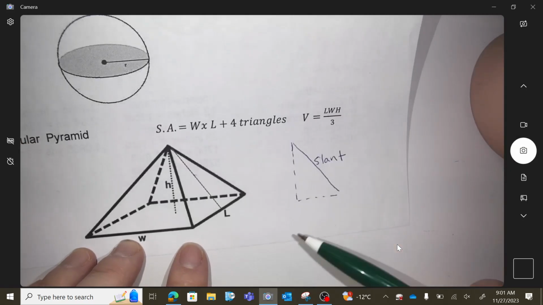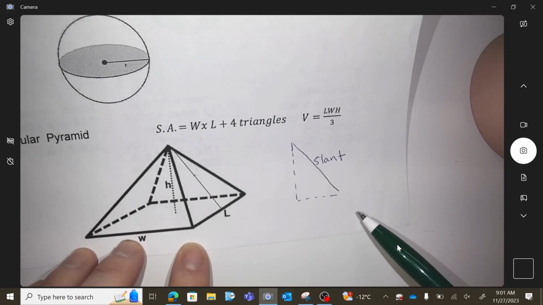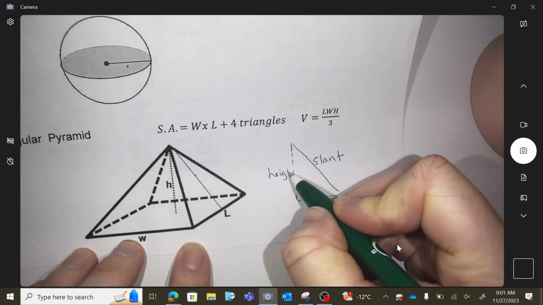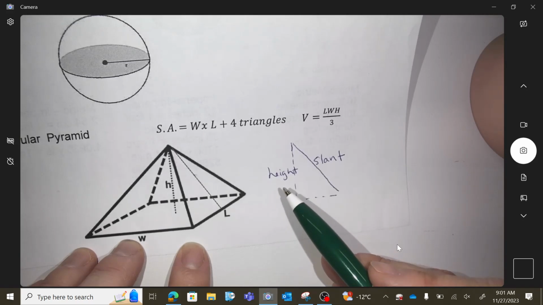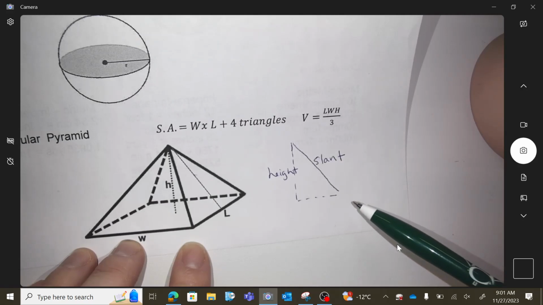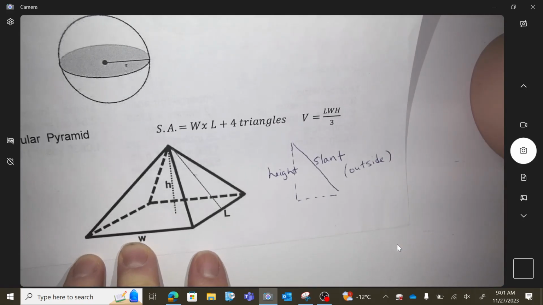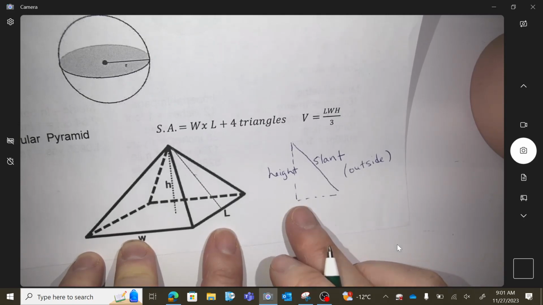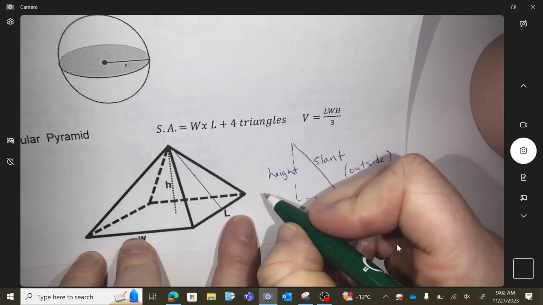Okay, so the pyramid can have different trickiness on its formulas, because sometimes I give you the slant and I want you to find the height, and sometimes you're going to get the height and you're going to actually need the slant. So the slant is on the outside of the object. Does that make sense? If you could physically touch a pyramid, you could touch the slant. But the height is in the center of that object, and you would never be able to physically touch the height. Does that make sense? It's inside the middle of this object.